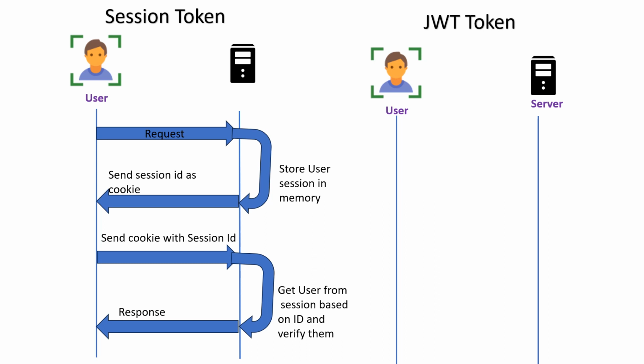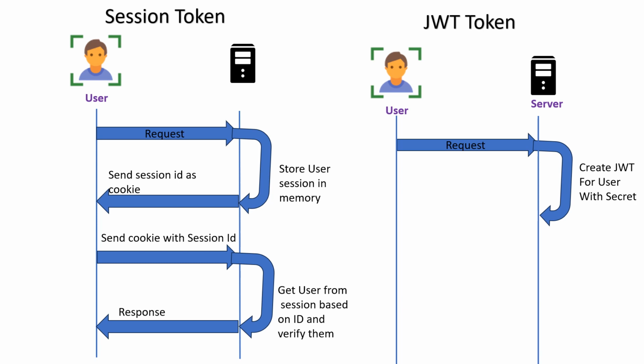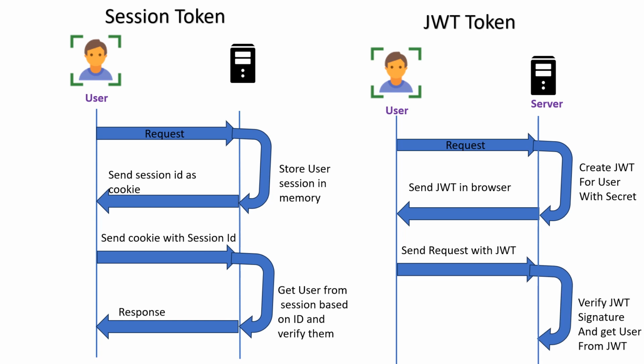In case of a JWT token, we get a request from the user, then the server creates a JWT token with a secret key and sends this token back to the user in the browser. Now, in subsequent requests, the user has to send this token back, and once the server receives this token, it verifies the signature because it knows the signature of the token, and once it is verified, it is able to send the response back to the user. So now you can understand the difference between these two mechanisms. I think it's more clear now.